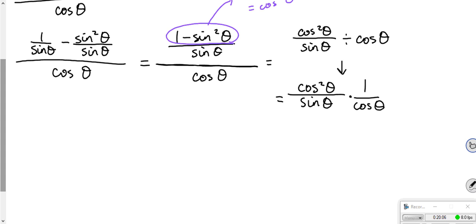Now, one of the cosines will cancel, top and bottom. Now on top, we've got a cosine squared. We have two of them. So I can only cancel out one of them. So this leaves me with one cosine theta on the top and one sine theta on the bottom. That is going to leave me with the trig function cotangent.